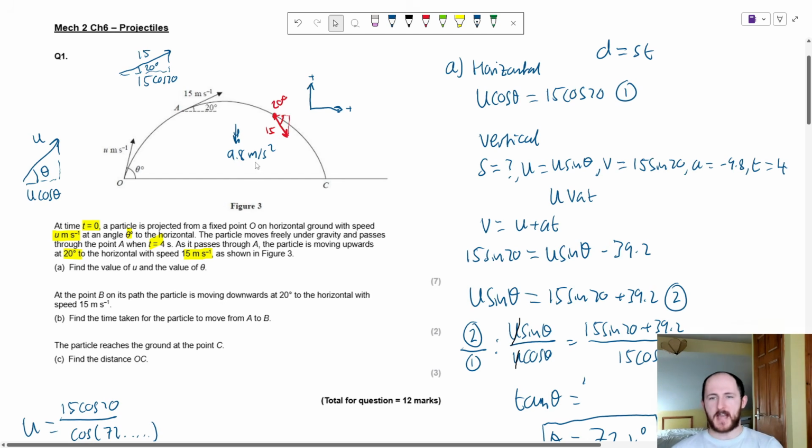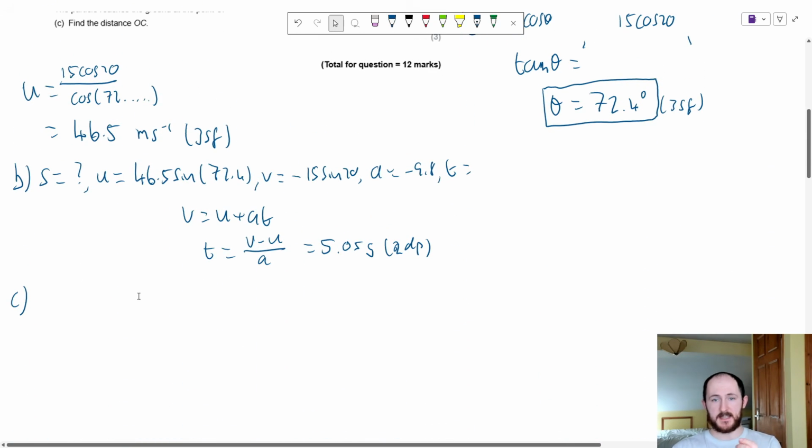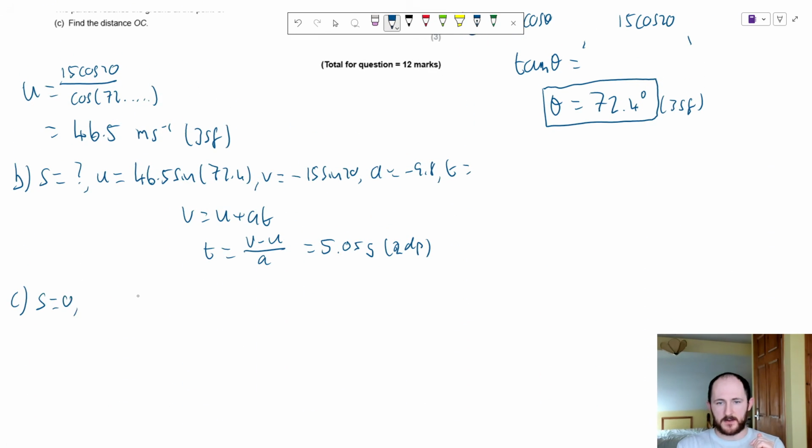Fair enough. Anyways, so what I would do is, again, vertically, when it reaches C, its displacement vertically is 0, because it goes up. So its displacement goes up to, let's say, the max value 10 or whatever. Then it goes back down to 0. So its overall displacement vertically is 0. So S equals 0. U still equals 46.5. You know the drill by now. V, we don't... Okay, full disclosure, we do know what it is, but I'm going to put a question mark.